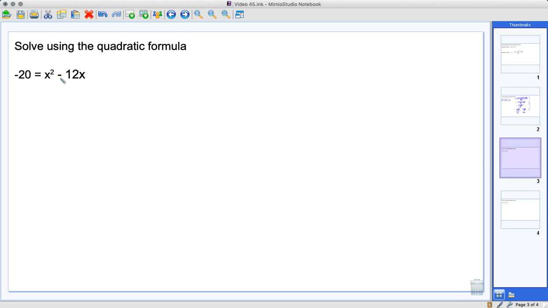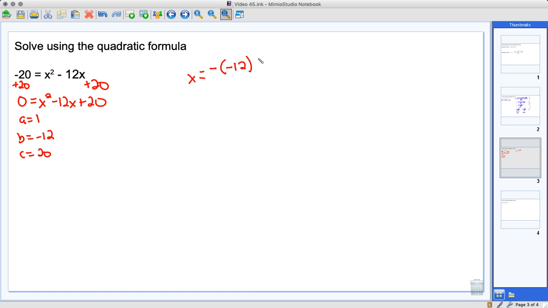For this one, we have to make sure that we always set the equation equal to 0 first. So we have to add the 20 over, because then I can identify the correct A, B, and C. So A is 1, B is negative 12, C is 20. So then we plug into our formula. So x equals negative 12 plus or minus the square root of negative 12 squared minus 4 times 1 times 20, all over 2 times 1.